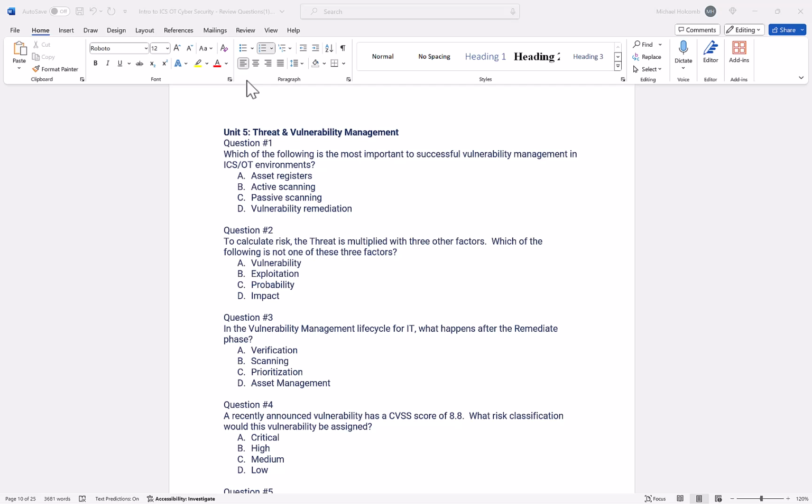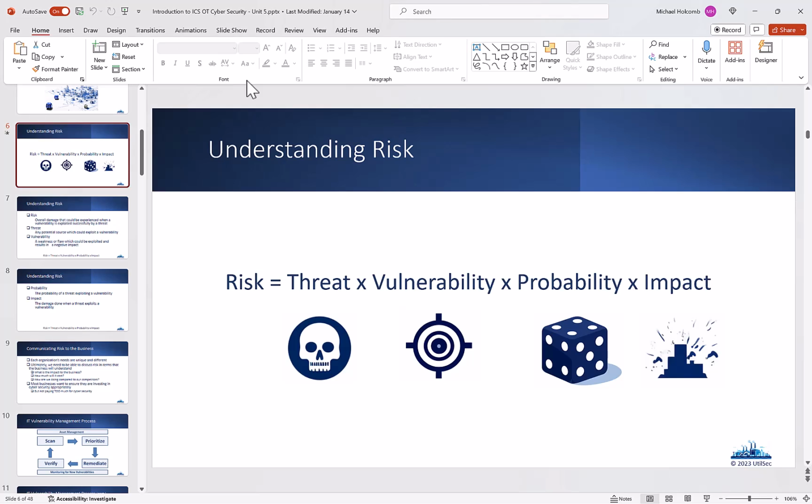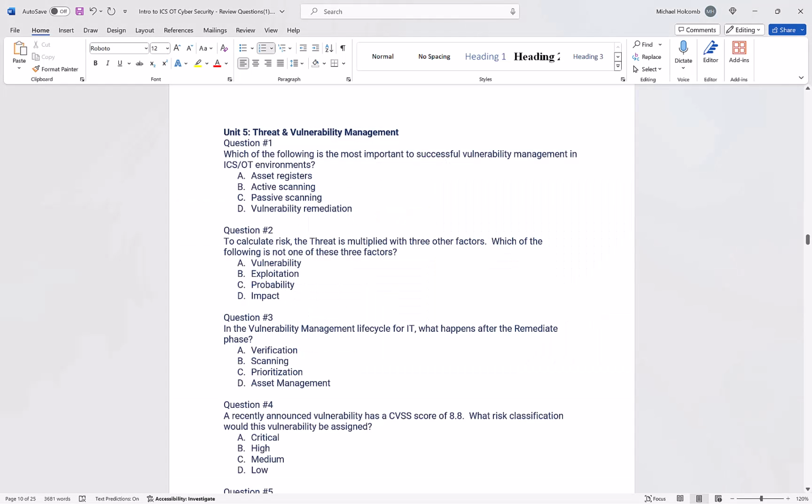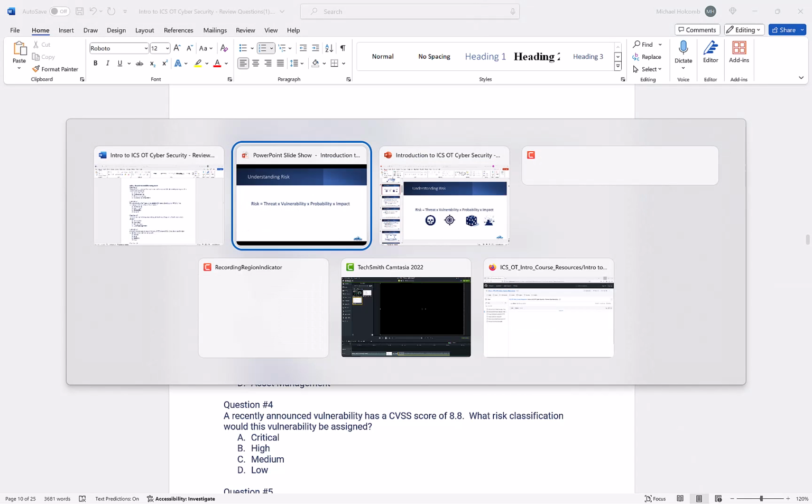So question 2, to calculate risk, the threat is multiplied with 3 other factors. Which of the following is not one of these factors? So I talked about, and when I pulled up the slide, the idea is that when we calculate risk, this is where we multiply the threat times the vulnerability times the probability times the impact, which is making me think I needed to put a wrong answer in here, and I don't think I did. Oh, yes, there is one. So B. Sorry, let me jump back here.